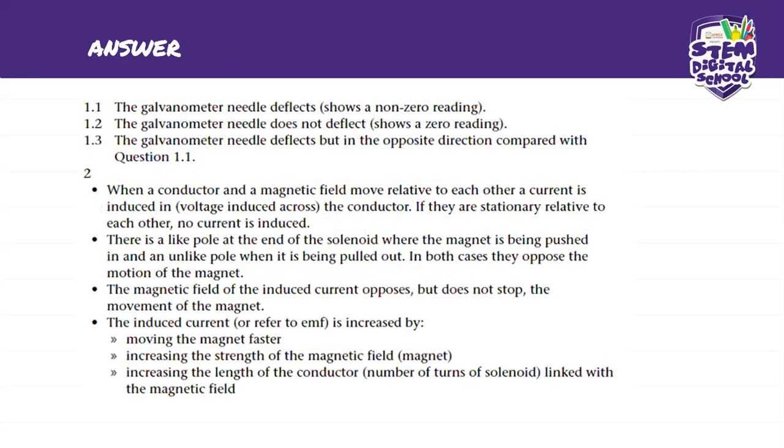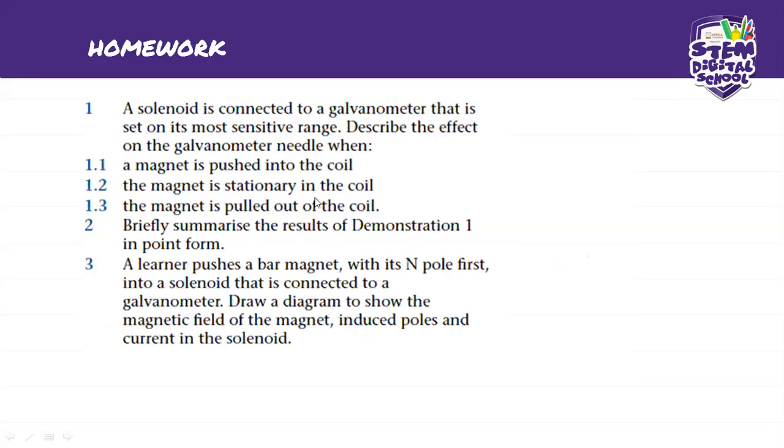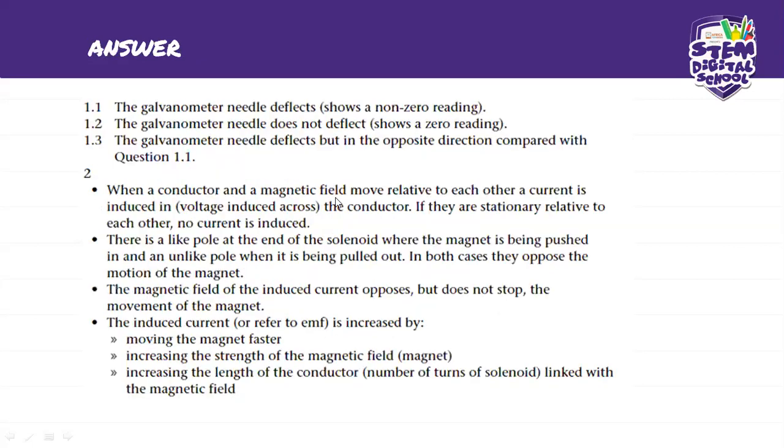So it says here, when a conductor and a magnetic field move relative to each other, a current is induced. Remember, I told you one of them has to be moving. So the voltage is induced across the conductor. If they are stationary relative to each other, no current will be induced. For example, number 1.2 says they do not deflect. The galvanometer does not deflect because the magnet is stationary in the coil, and the coil is also stationary. So there will be no electric current induced.